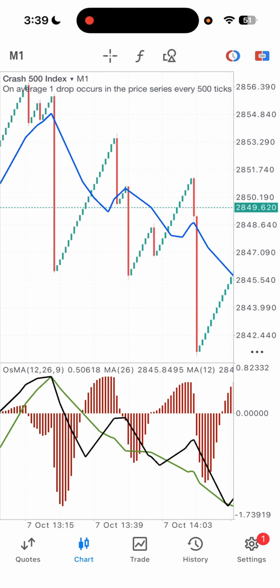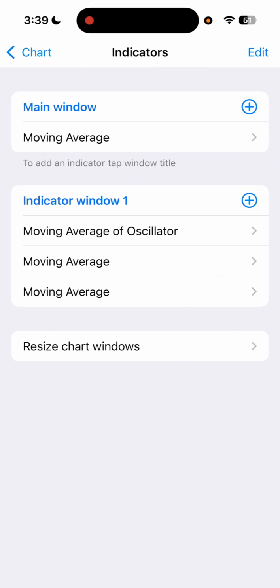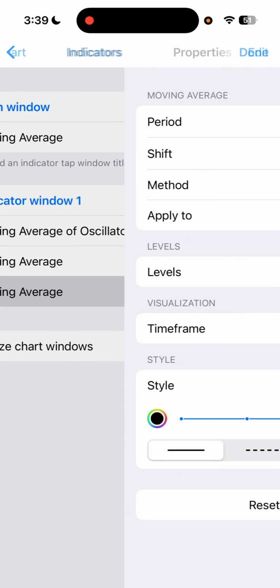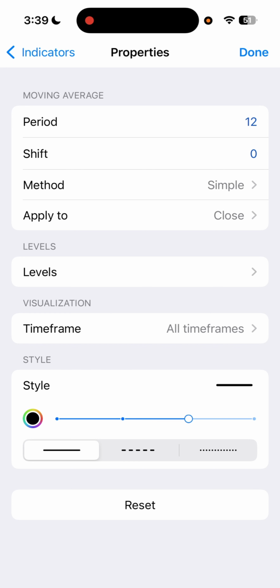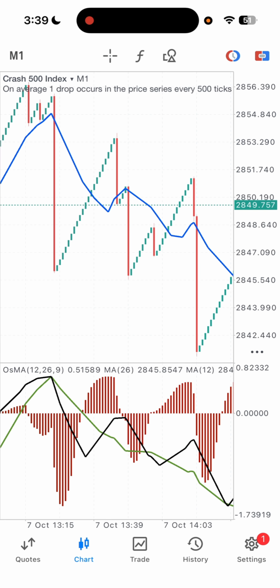Then the last indicator, moving average again. So we're using a series of moving averages. Period is going to be 12, shift is going to be 0, method simple. Then you apply to close. For the style, you put that on 3 pixels with color black. Then you click on done.